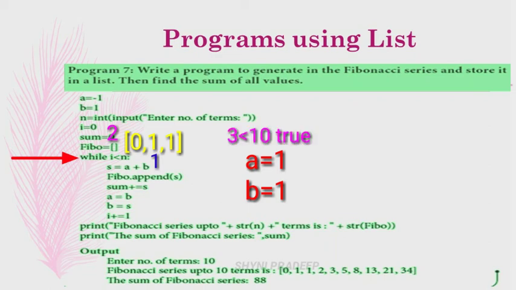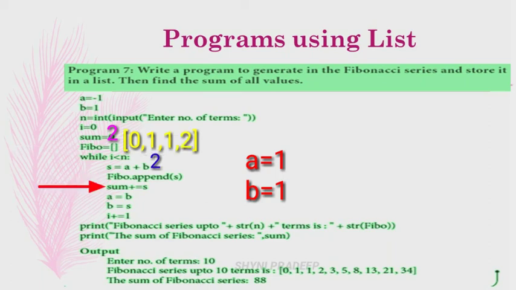This condition is true. So again calculate s is equal to a plus b. A value is what? 1. B value is what? 1. So 1 plus 1, 2. So this value 2 will be added in the Fibo list. And see the next line. Sum plus is equal to s. Sum is equal to sum plus s. Sum value is 2. S value is 2. So 2 plus 2, 4. 4 will be added in the sum. Okay. And see the next line.